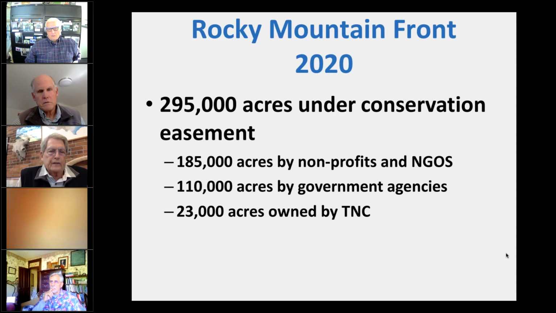295,000 acres under conservation easement protection. 185,000 of those acres have been done by nonprofits. 110,000 acres done by government agencies. That's the summation of what we regard as one of our successful subregions for conservation success.